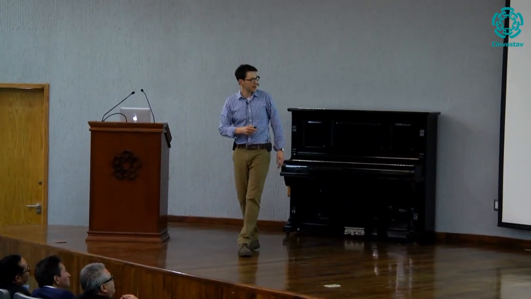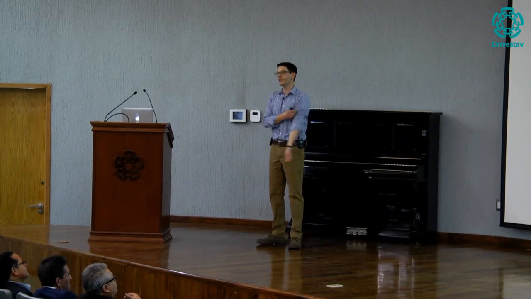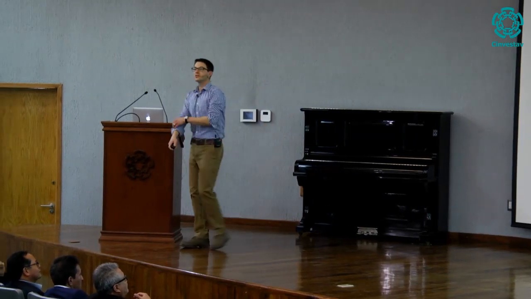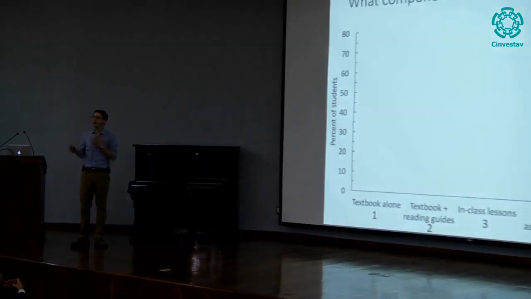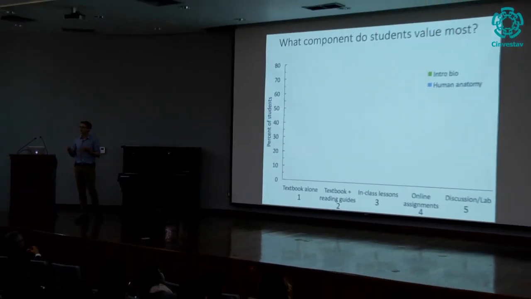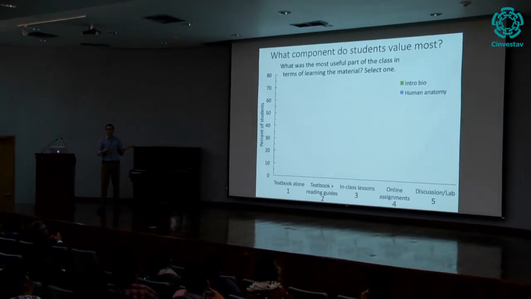So here's some data that I collected from a student survey. So at the end of a course, and this is summarizing 2 courses. This is for an introductory biology course and a human anatomy course at UC Irvine. I asked students, what component in the class did you value the most? So in other words, what was the most useful part of the class in terms of learning the material? And I forced them to pick just one option. And here were the options I gave them.